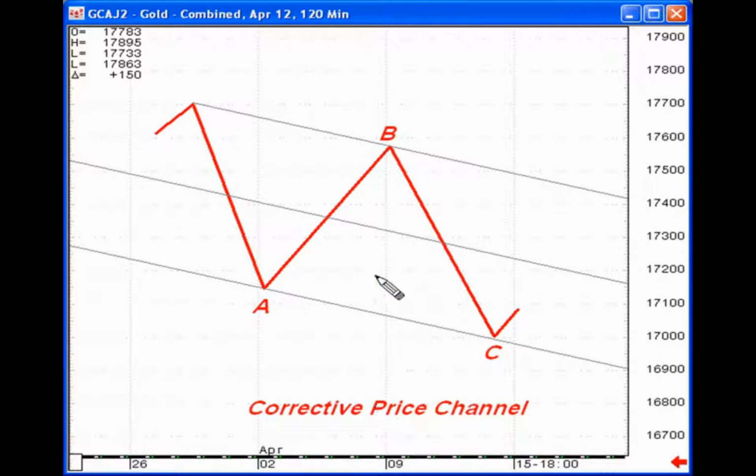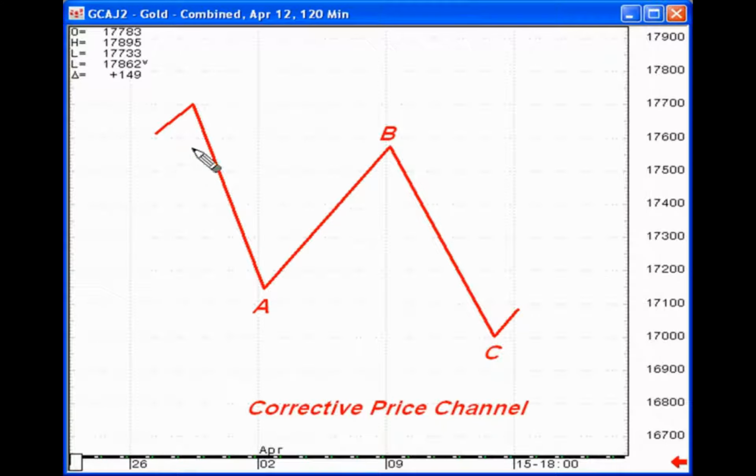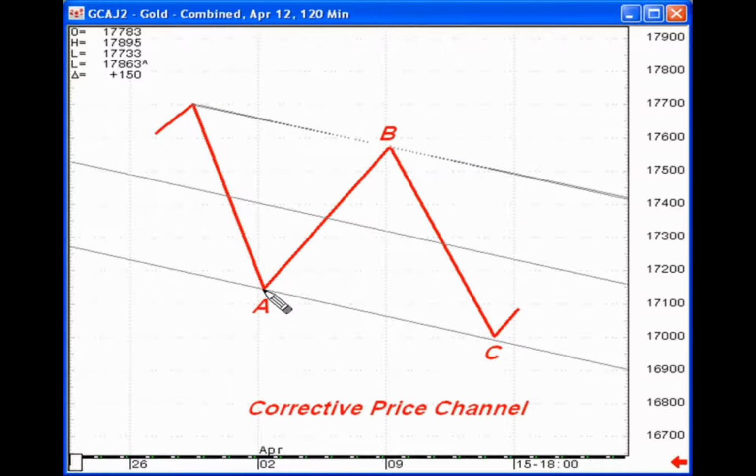So let's say, for example, this is a three-wave price move, and we'll call this a zigzag, and we'll just assume this is 5 waves. That's our 3-wave move, and here we have another 5-wave decline. This is a zigzag. Now, how we would draw that corrective price channel is from the origin of wave A, draw a trend line to the extreme of wave B, and then make a parallel of that line off the extreme of wave A. This is the corrective price channel.